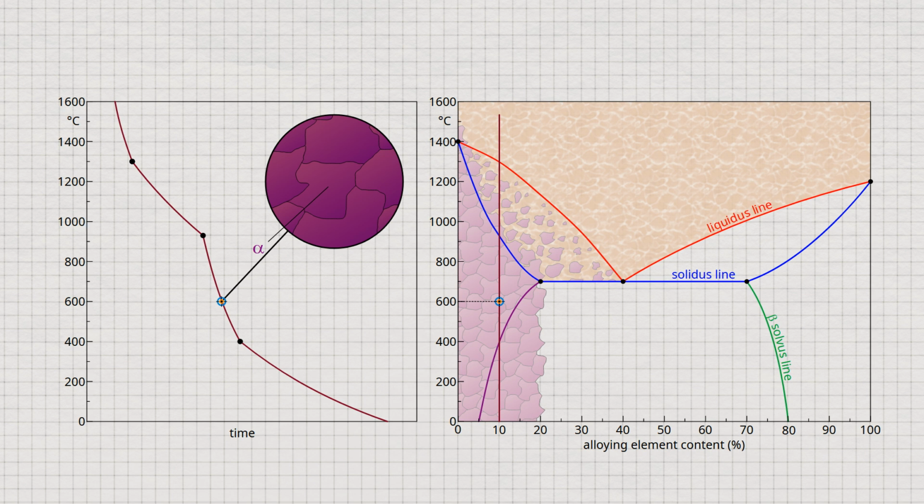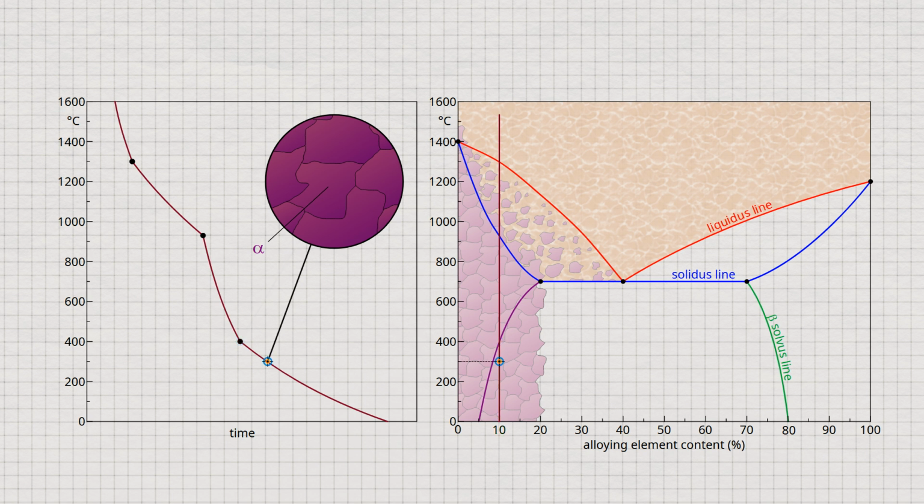This can be seen directly from the solvus line, which indicates the maximum solubility. The maximum solubility of the alloying element at 600 degrees Celsius is 15%. However, as the alloy we are considering contains only 10% alloying element, it is completely soluble. A solid solution in which fewer alloy components are dissolved than the maximum possible is also called an undersaturated solid solution. At 400 degrees Celsius, the state point is exactly at the solvus line. The solid solution then dissolves exactly the maximum amount of alloying elements. This is known as a saturated solid solution.